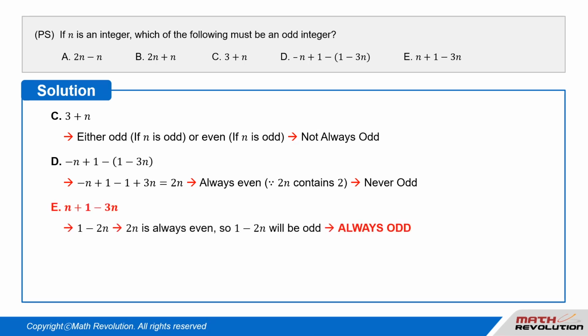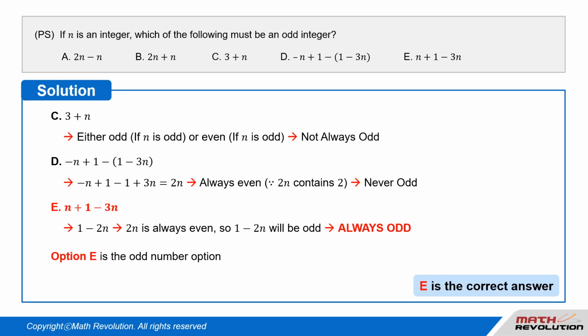E. n plus 1 minus 3 times n. n plus 1 minus 3 times n equals 1 minus 2 times n. Now, 2 times n will always be even, so 1 minus 2 times n will be odd. Thus, this option is always odd. Thus, E is always odd, and thus, E is the correct answer.